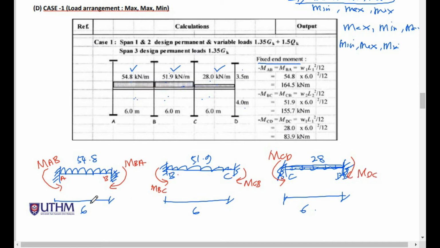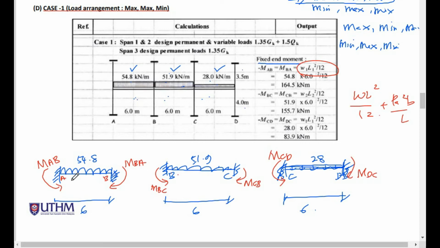Let's go back to the first span. So the first span is MAB. The formula for the UDL is WL power of 2 divided by 12. If there is a combination of point load, let's say here is a point load, then plus PA power of 2 B, and L, I forgot what is below.